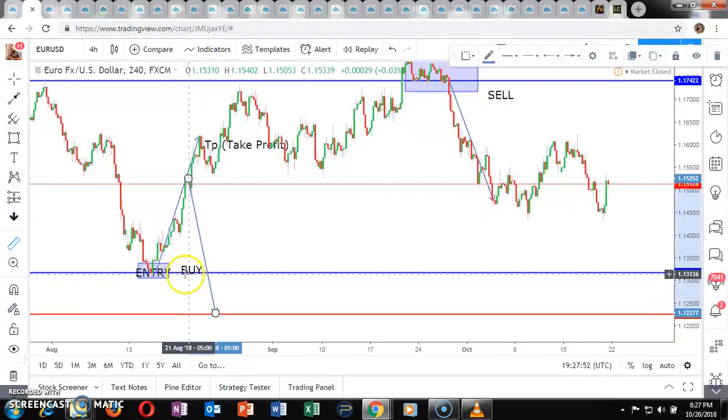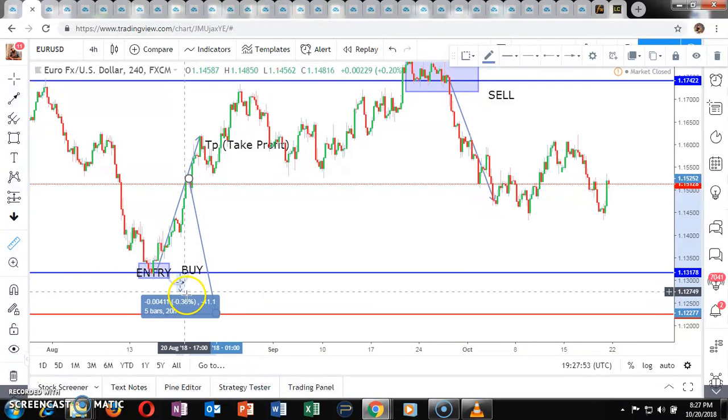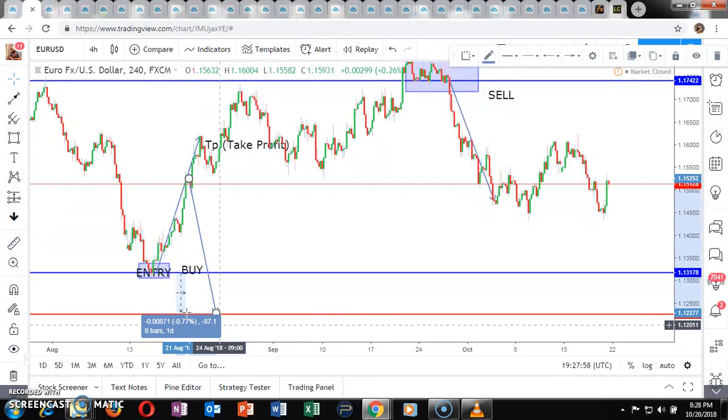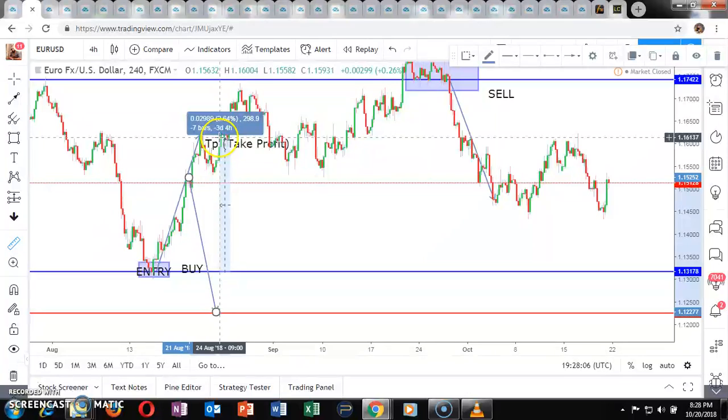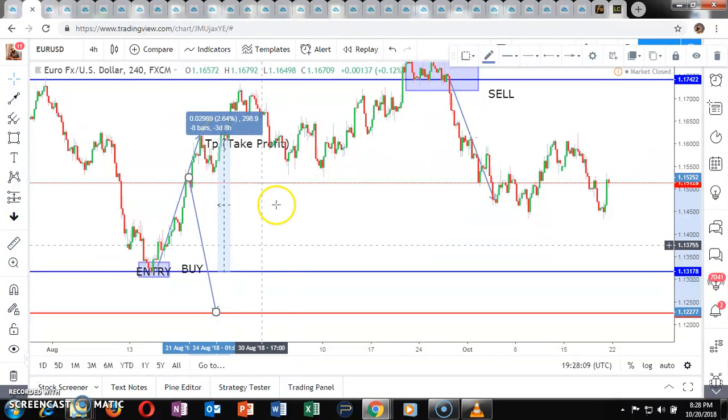So let me calculate from our entry to our stop loss, and you see that's just 87 pips, and you're willing to just lose 87 pips. And if the market goes in your favor, you're willing to make from here to here, which is 298 pips. And you see you're making more if the market is in your favor, and if it goes against you, you're willing to lose just this particular amount.